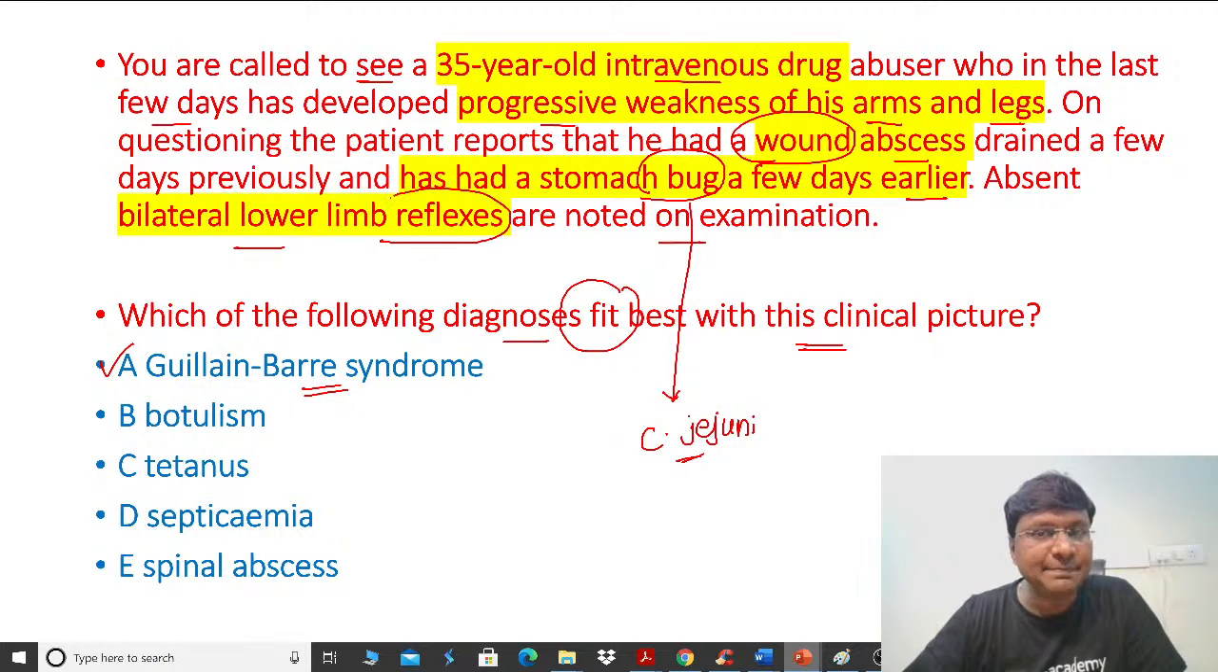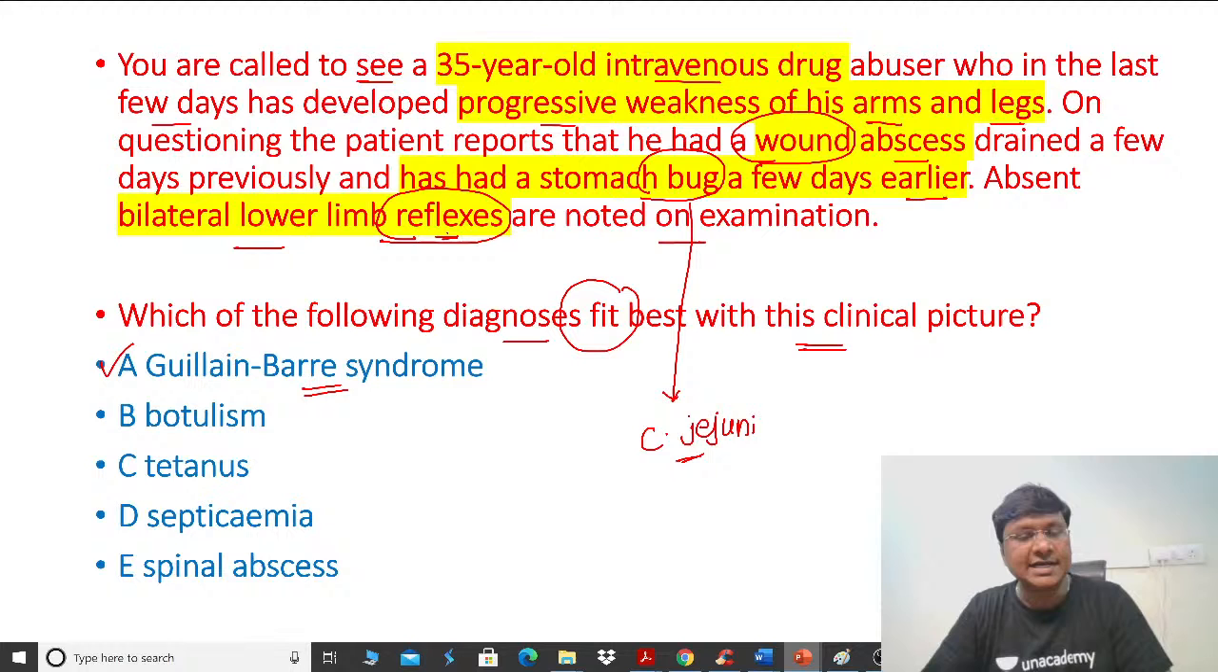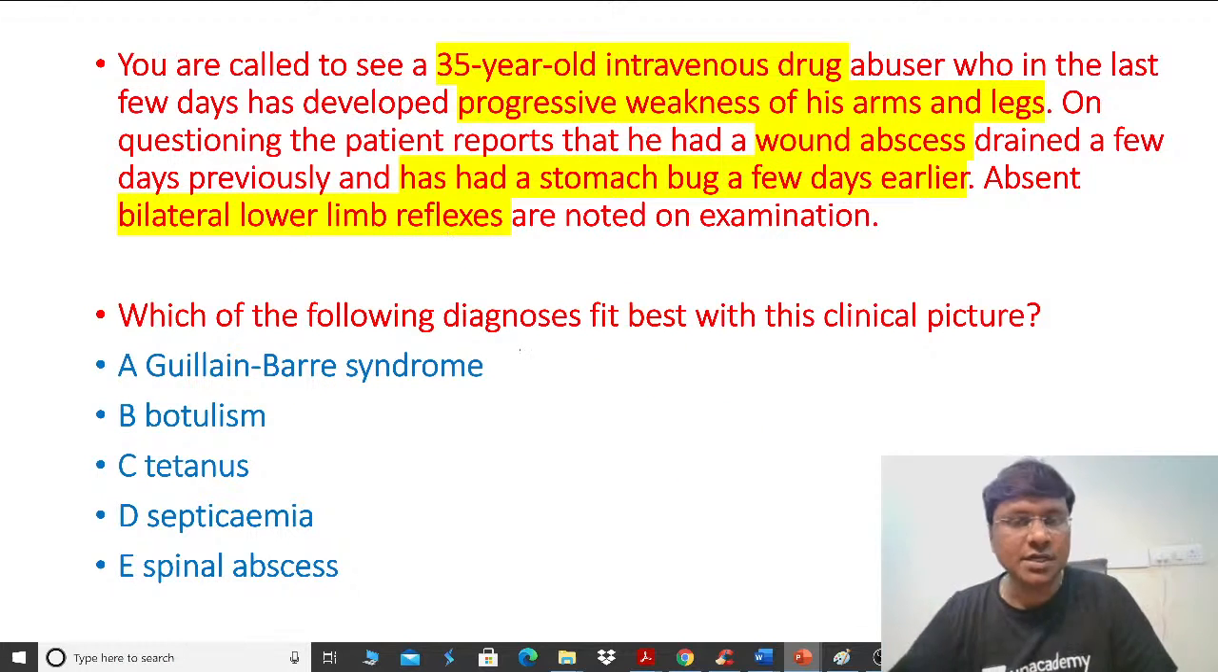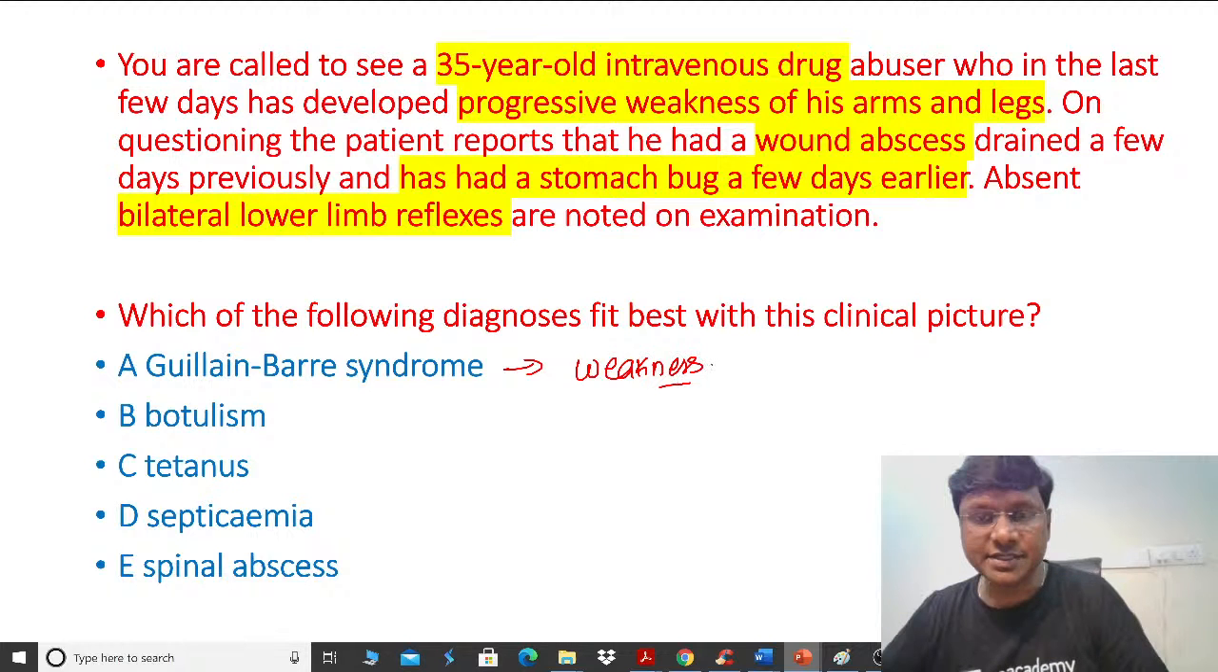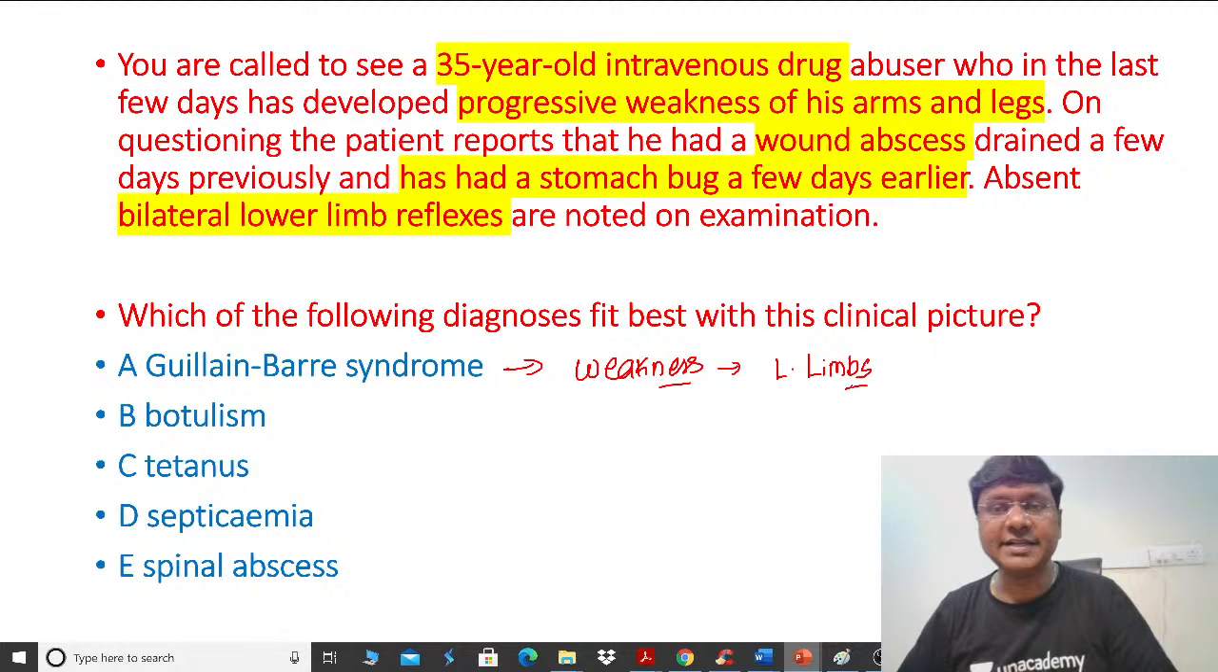Absent deep tendon reflexes. These are the earliest feature in patients with Guillain-Barré syndrome. Raj Ravi, yes. Apart from your absent deep tendon reflexes, what are the other features that you will have in Guillain-Barré syndrome? Very good, Nidish Goel. You will have the presence of weakness in the limbs, and this weakness usually starts in the lower limbs.